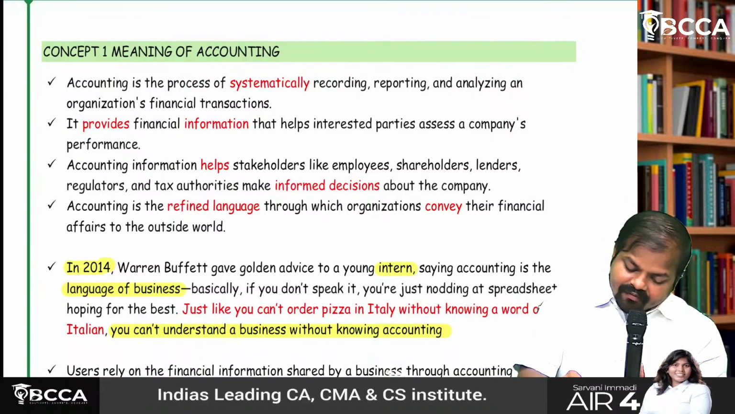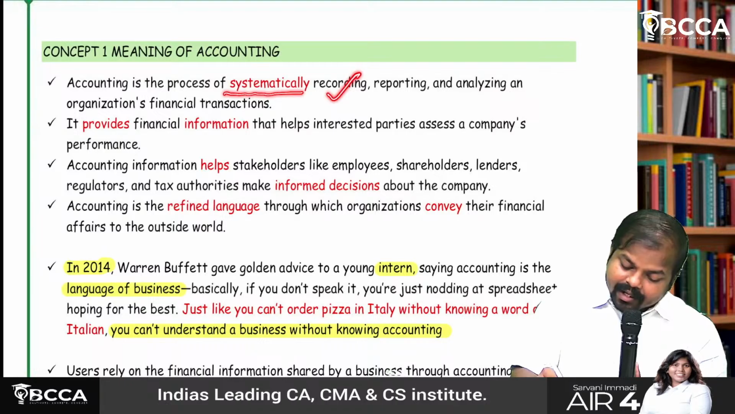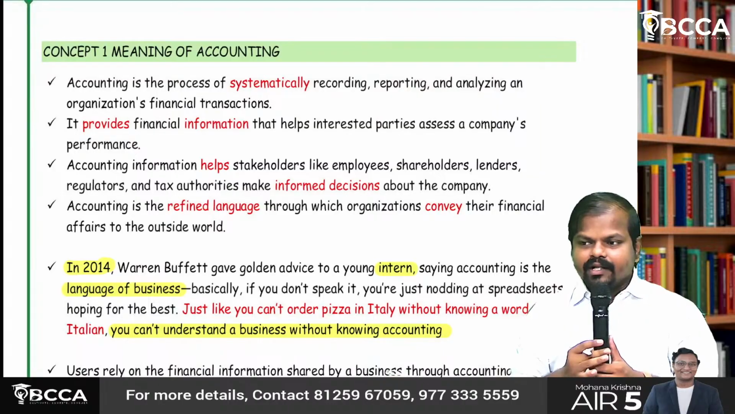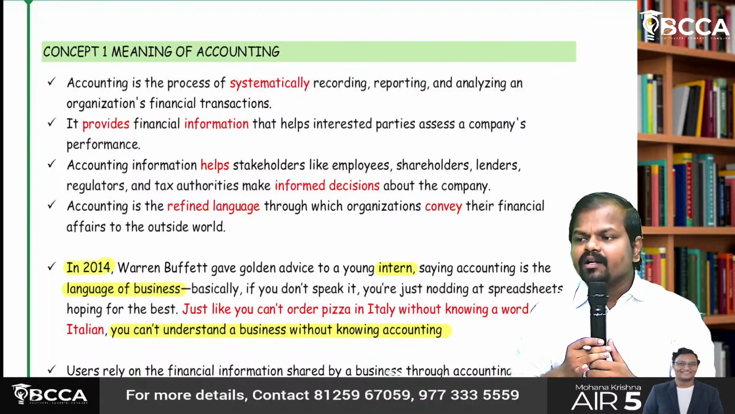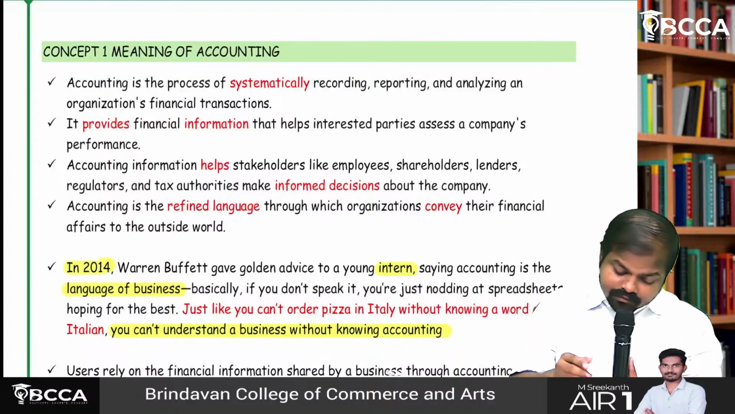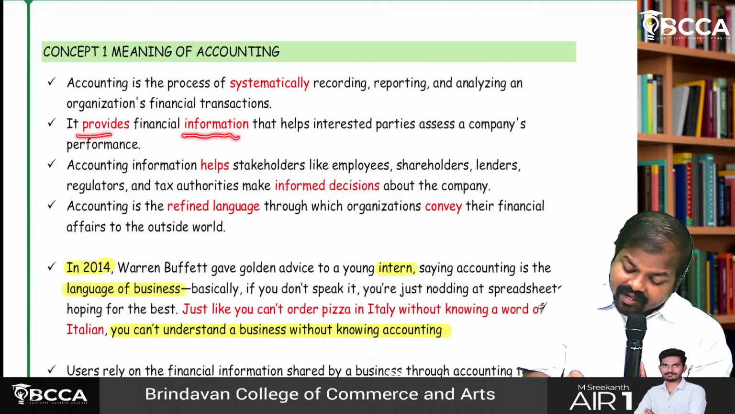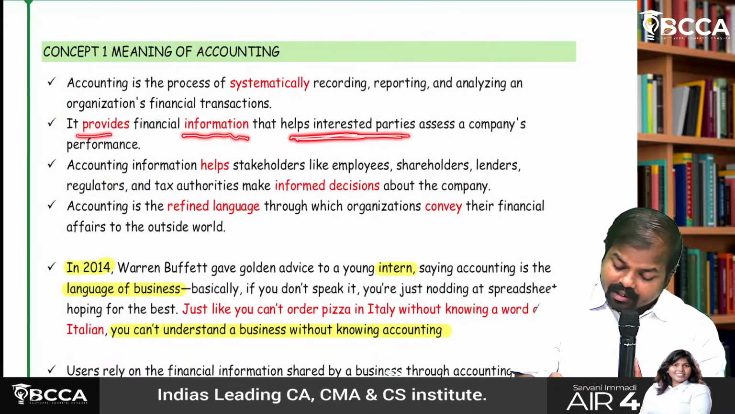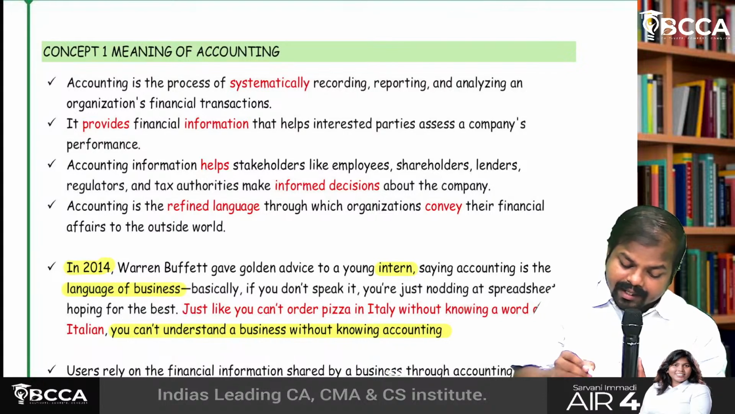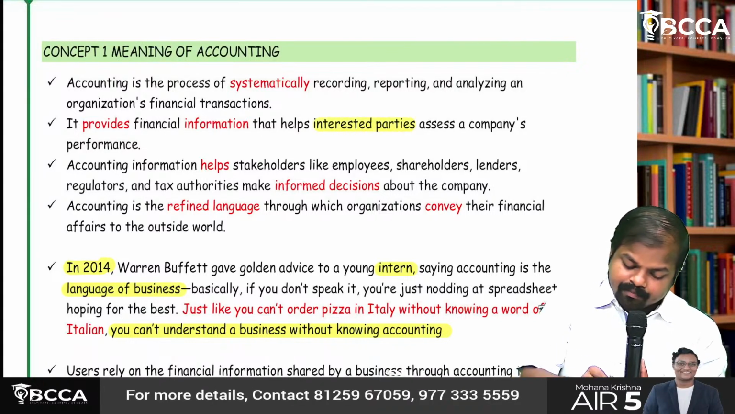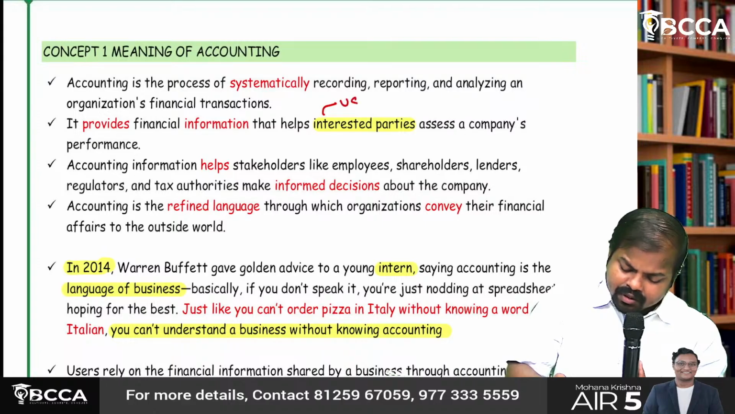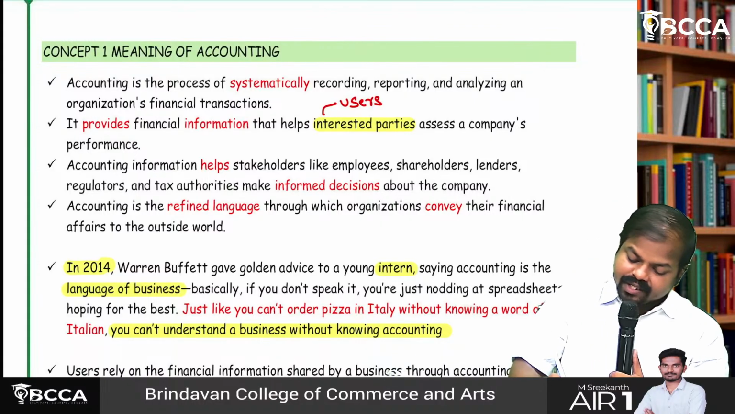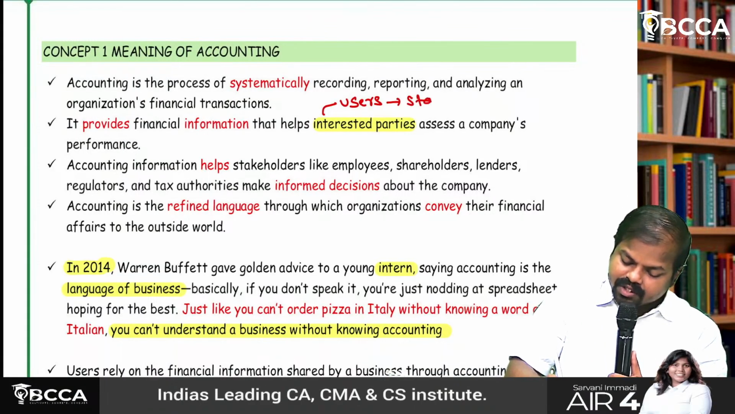Accounting is a process of what? Systematically recording, reporting, and analyzing an organization's financial transactions. Till now clear? It provides what? Financial information to whom? Interested parties. Interested parties means users. Users are also known as stakeholders.